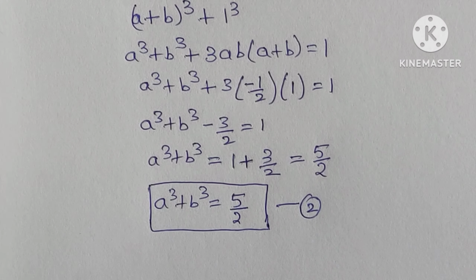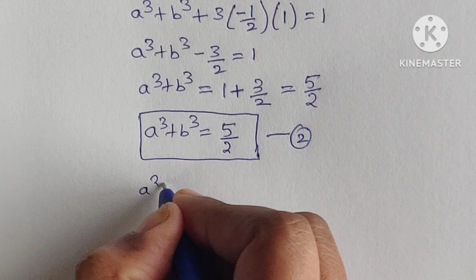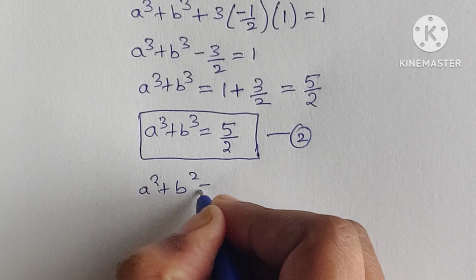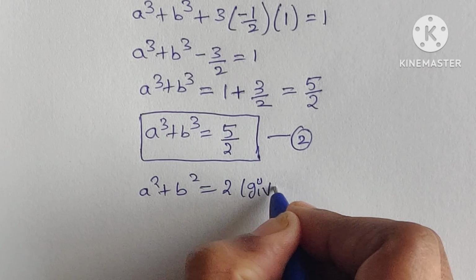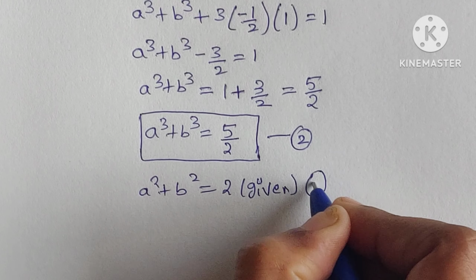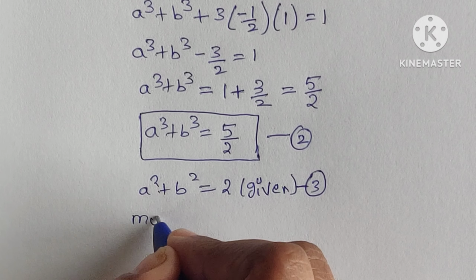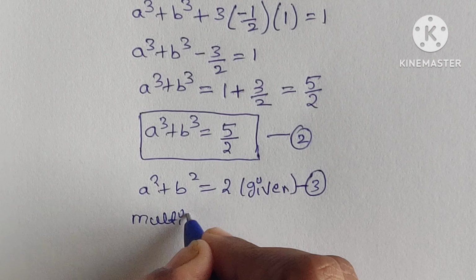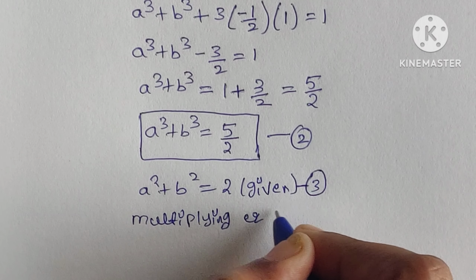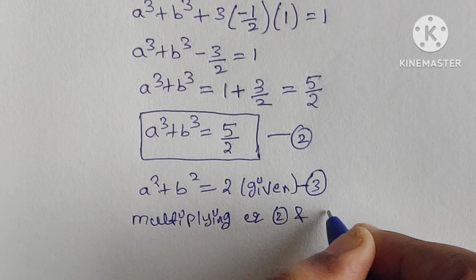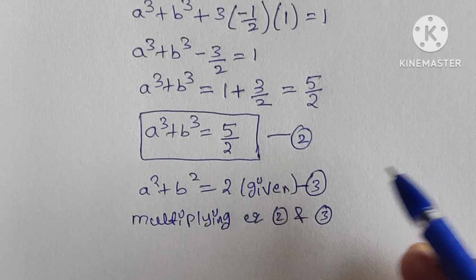So now we have given a square plus b square equal to 2. So this is equation 3. Now multiplying equation 2 and 3. So multiplying equation 2 and 3.